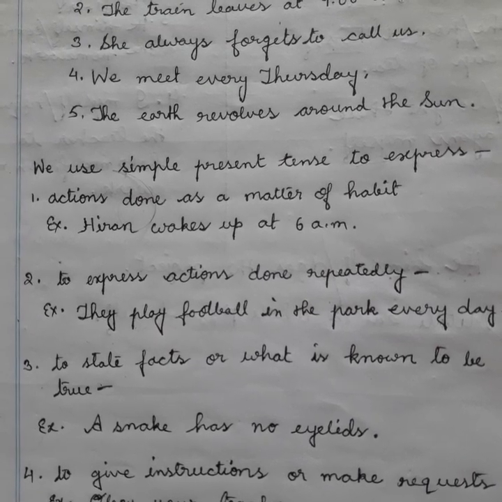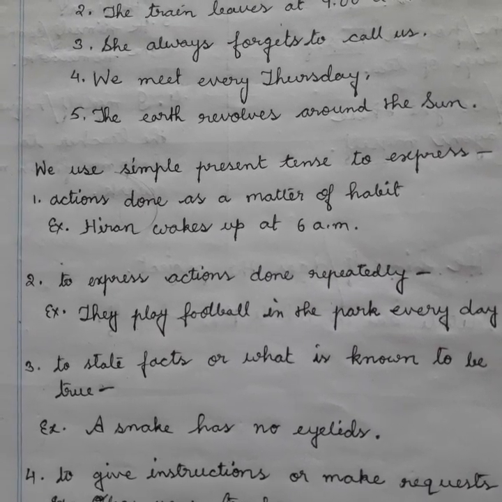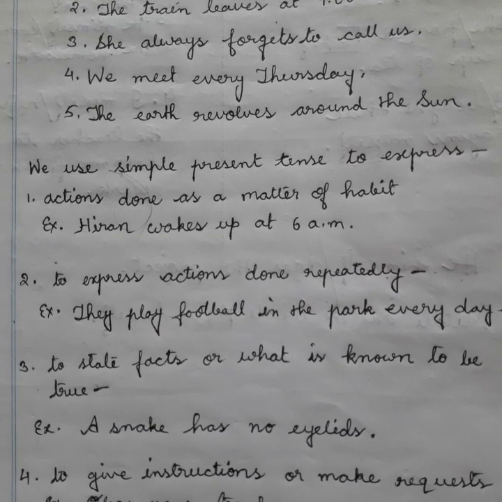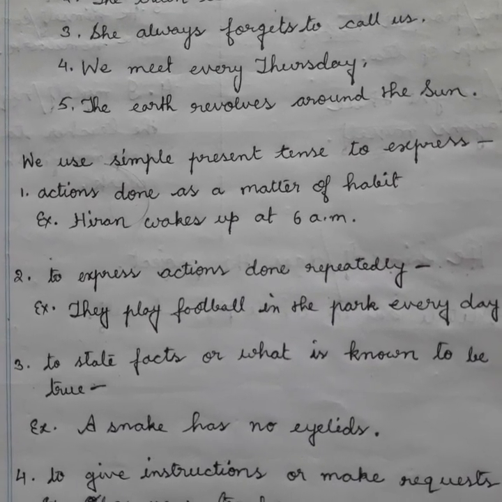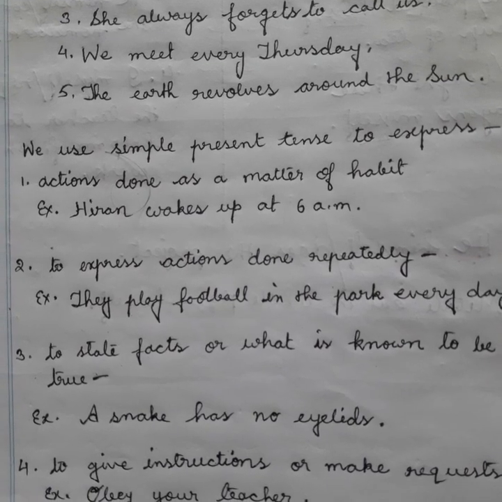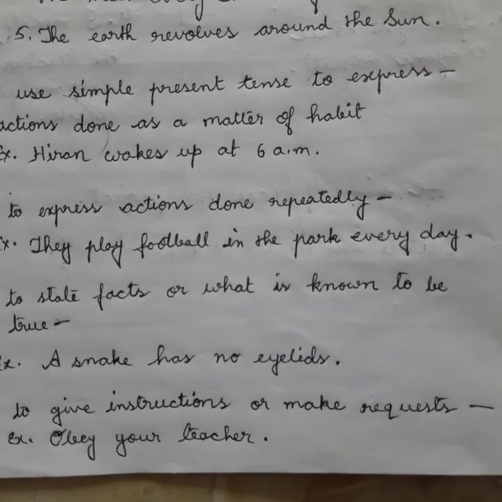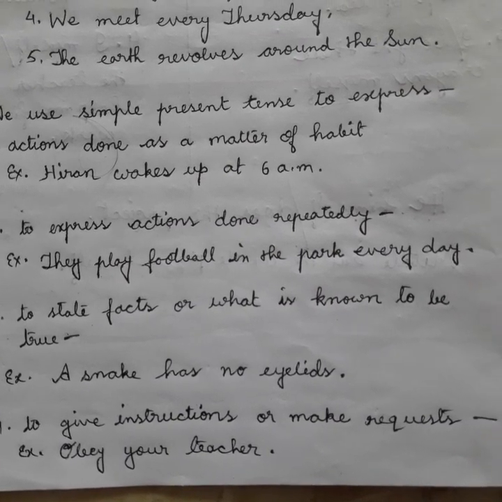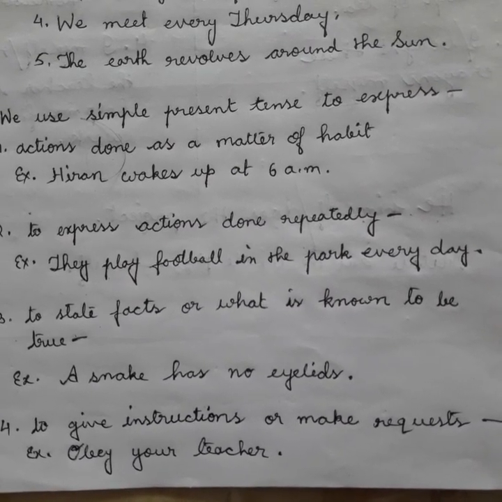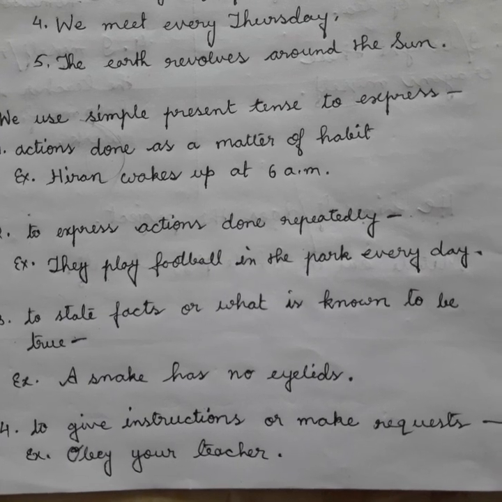Number 3, to state facts or what is known to be true. For example, a snake has no eyelid. So this is truth. So for that also we use simple present tense. Number 4, to give instruction or make request. We use simple present tense. For example, obey your teacher.